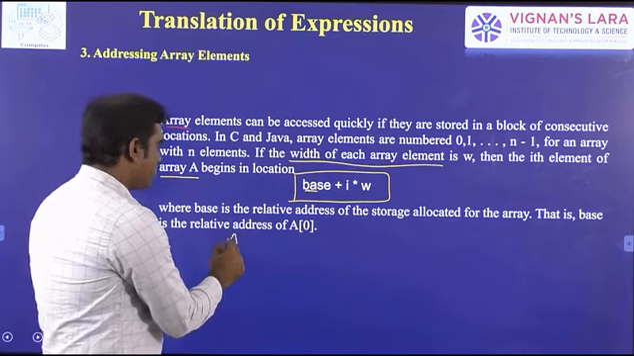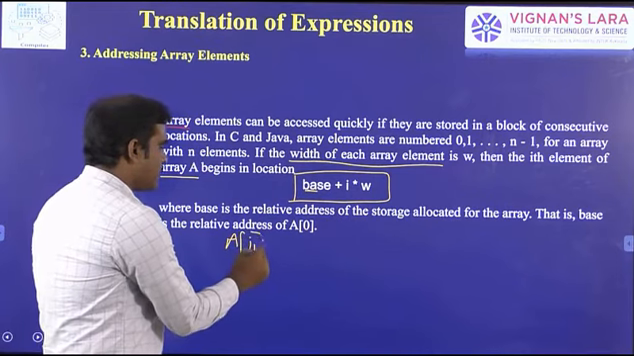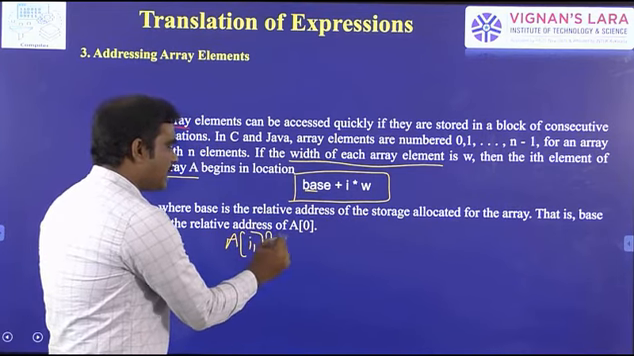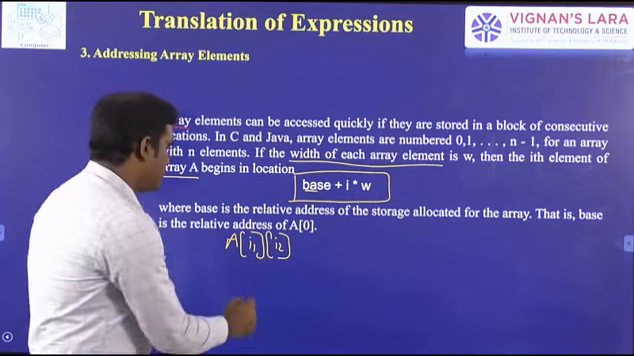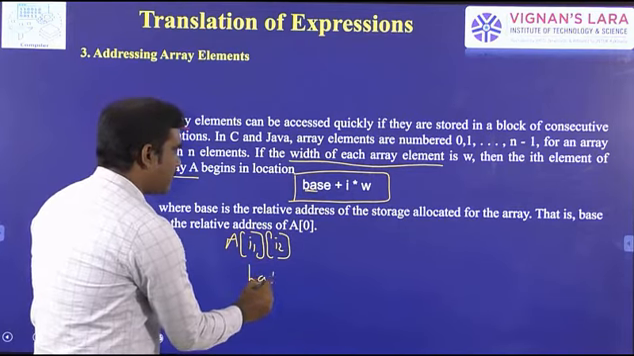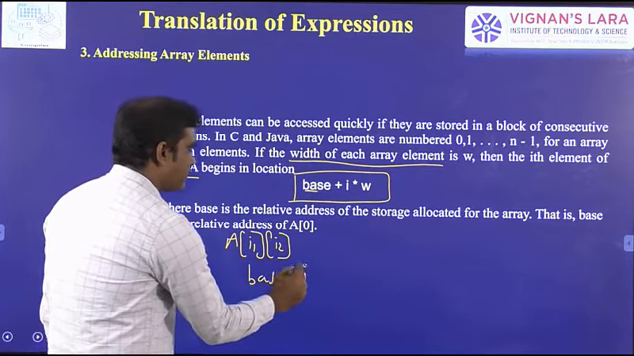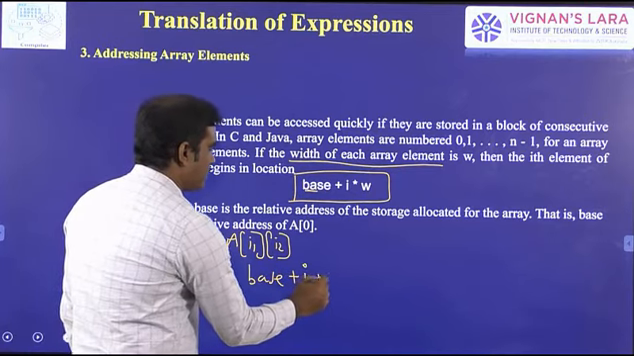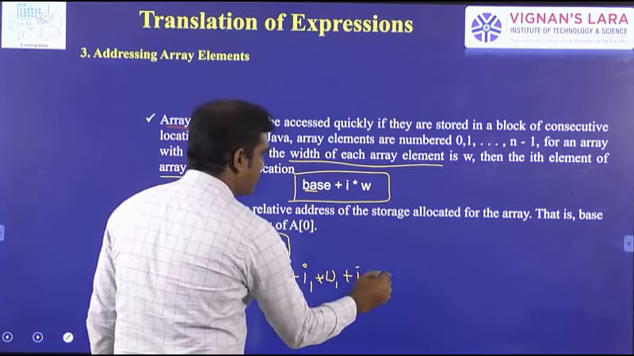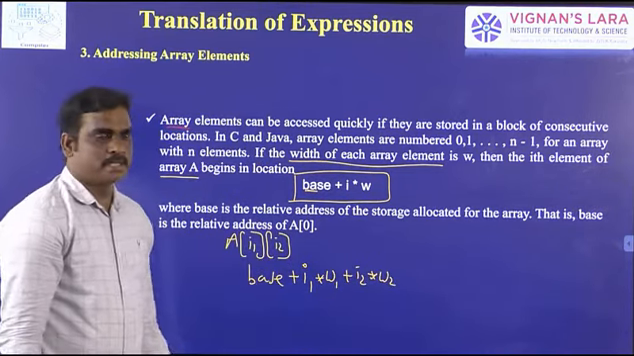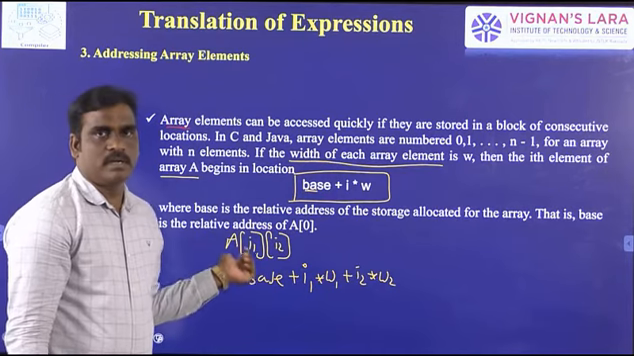Base + i × w, where base is the relative address. Suppose we want A[i1][i2]. The relative address of the array element A[i1][i2] is simply calculated as base + i1 × w1 + i2 × w2. Like that we have to calculate the relative address.